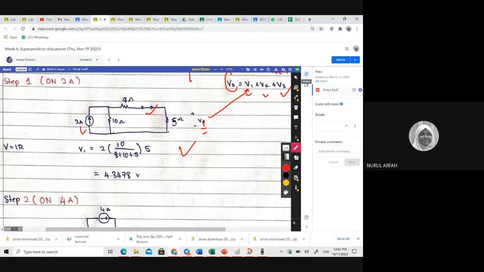But if you want to use current divider also can because you have a current flowing through here. And then you will have what? 2 into, I think you are using that current divider. So over here, it's supposed to be 10 divided by 10 plus 8 plus 5 like this. Yes, very good. And then multiply by 5 because this is Ohm's law, right? This is a current, this is a resistor. Okay. Maybe the answer is correct.